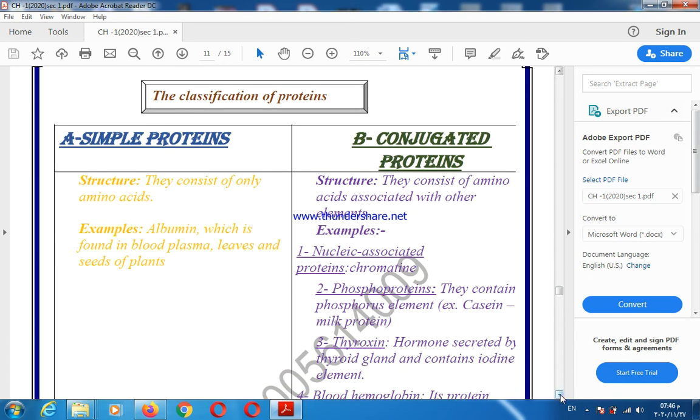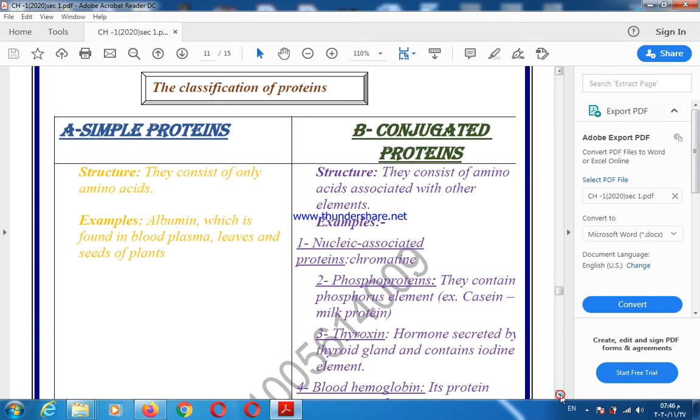Classification of proteins. In fact, we have two main types of proteins. Simple proteins consist of amino acids only, such as albumin, which is found in blood plasma, and in leaves and seeds of some plants. The other type of protein is conjugated proteins. They consist of amino acids associated with another element, such as the nucleic acid associated protein called chromatin. The chromatin consists of protein and nucleic acid.